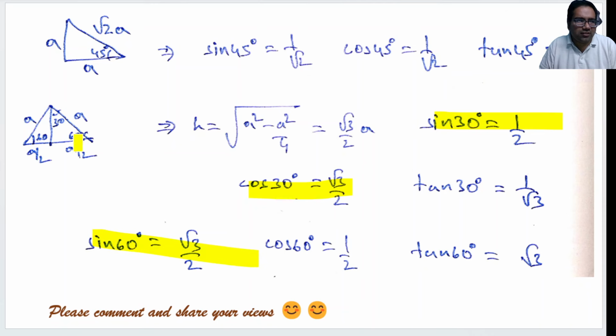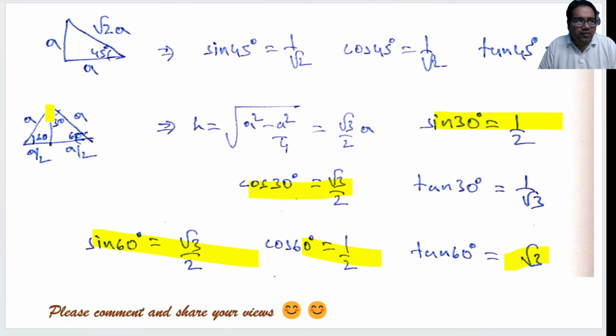What is cos 60? Cos 60 is adjacent side by hypotenuse, which is a by 2 by a, which is half. And what is tan 60? Tan 60 is this by this: root 3 by 2 a by a by 2. The 2 will cancel, a also will get cancelled, and we'll be left with root 3.